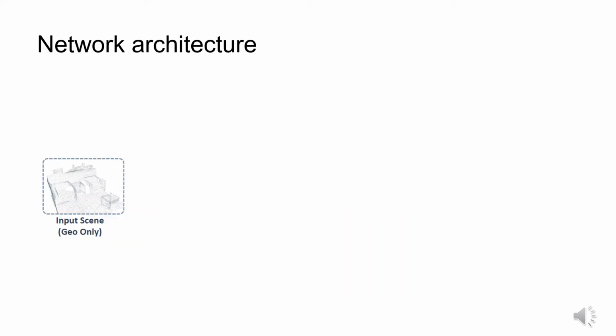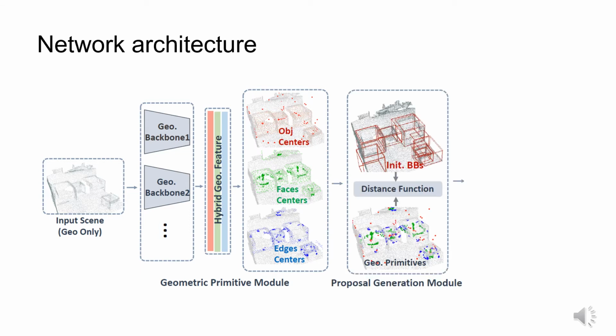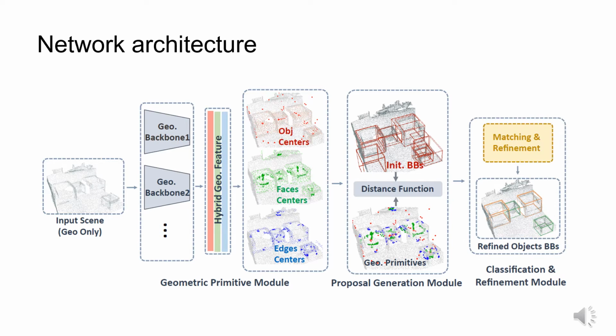The overall network architecture consists of 3 modules. The first module is for predicting geometric primitives and their associated features. We use a tower of PointNet backbones to extract features. The second module is for generating initial object proposals by regressing them to the initial primitives. And the last refinement module aggregates the predicted geometric primitives and their features to refine the predicted bounding boxes.